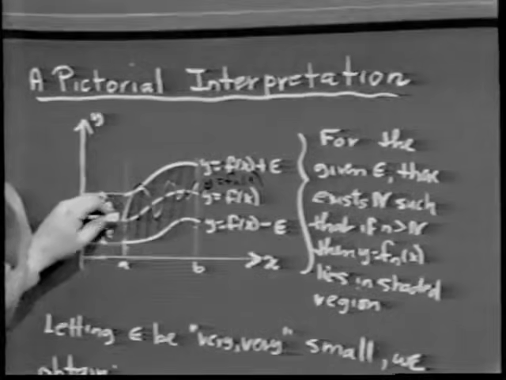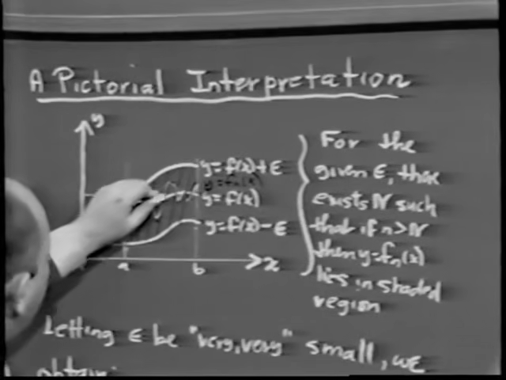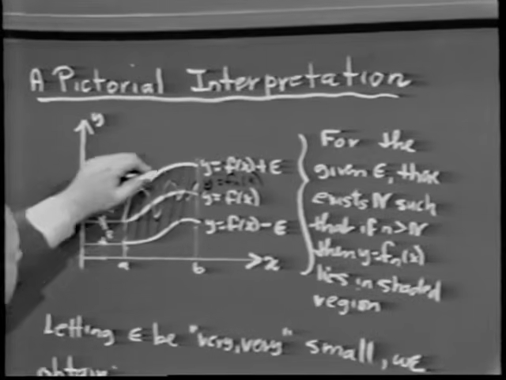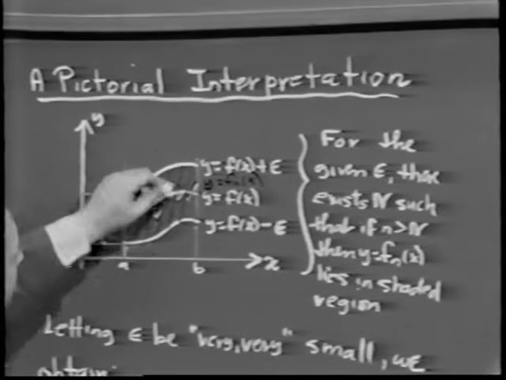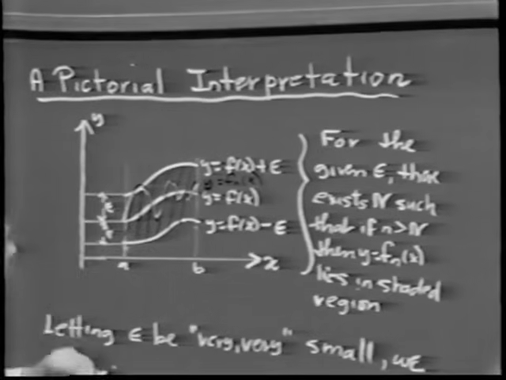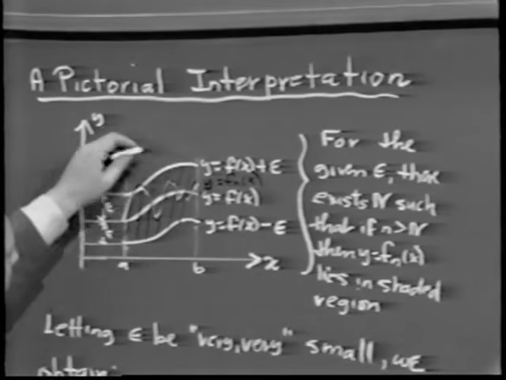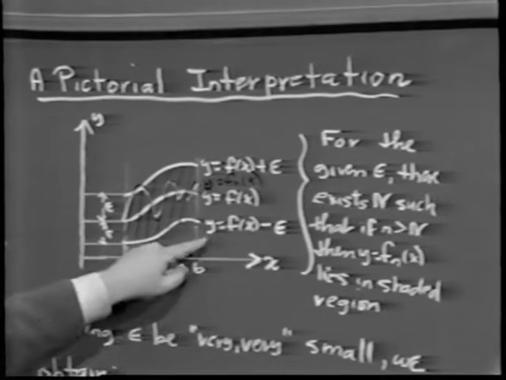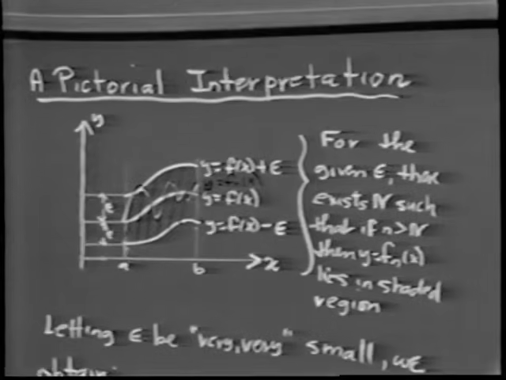Let's suppose I have the curve y equals f of x. Now, to be within epsilon of f of x means I retrace this curve, displaced epsilon units above the original position and epsilon units below. In other words, for a given epsilon, I now draw the curve y equals f of x plus epsilon and y equals f of x minus epsilon.